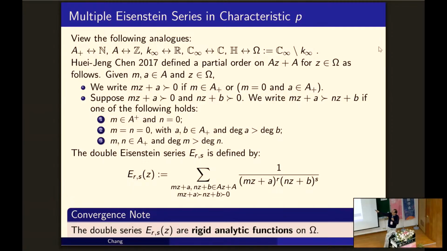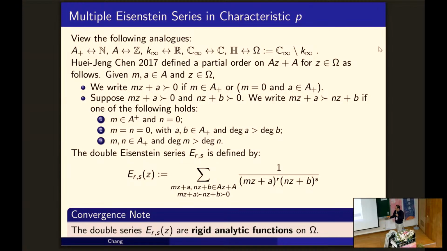C. So now we have the twin field upper half space. This C infinity subtract the K infinity denoted by omega. This plays the analog of the compressed upper half plane. So we can consider a similar situation for the lattice of rank 2 inside C infinity. So it was due to Huizhen Chen.